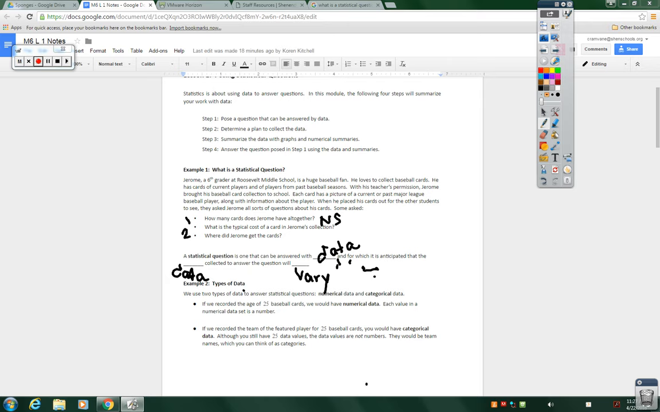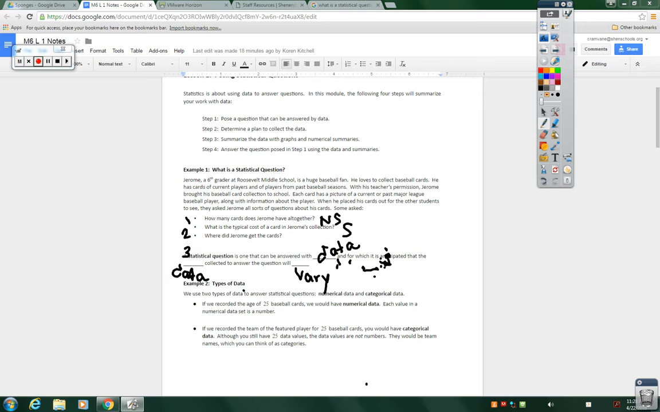Question 2. What is the typical cost of a card in Jerome's collection? I would consider this to be a statistical question because the cost of baseball cards is going to vary. Some are more valuable cards, probably worth a lot more money. Some rookie players who might not have had their baseball career take off yet might be a little bit less expensive. Okay.